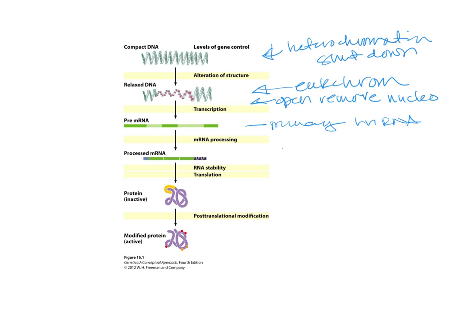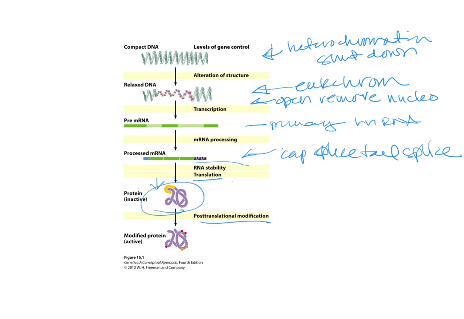Then we process that. What do we do? Cap, splice, tail, splice some more, maybe we need to. RNA stability, how big our tail is, can help change how long we're allowed to do translation. We can make a protein. We can make the original protein inactive. We can do something after, post-translational, to activate it. So there are lots of ways to control gene expression.